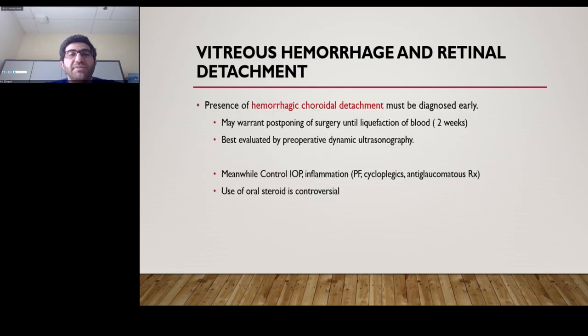Sometimes the trauma can be associated with hemorrhagic choroidal detachment. The surgery should be postponed for about 2 weeks in order to wait for the liquefaction of blood. We usually drain the choroidal detachment through a scleral incision or through a trocar. We can use an unvalved trocar that we can put 7 mm or 8 mm posterior to the limbus, and the blood will drain spontaneously.